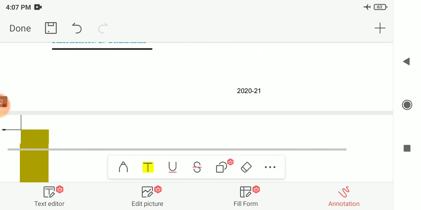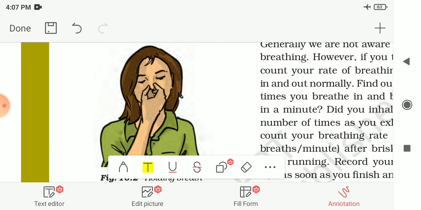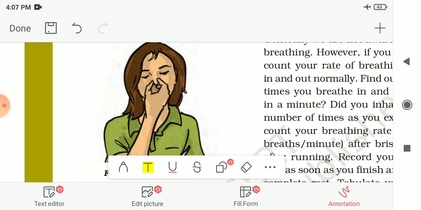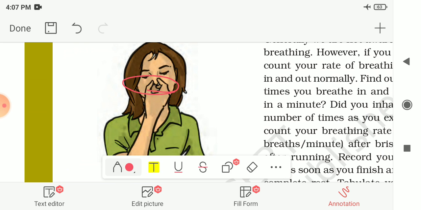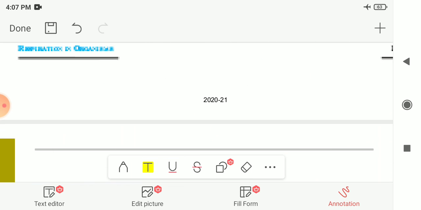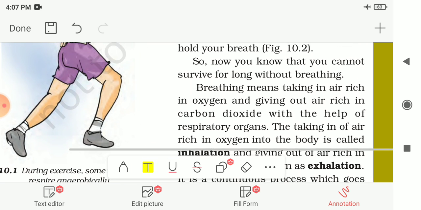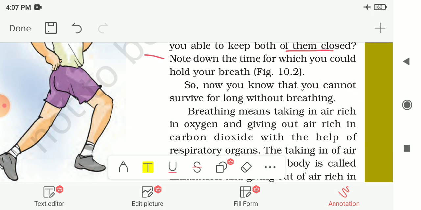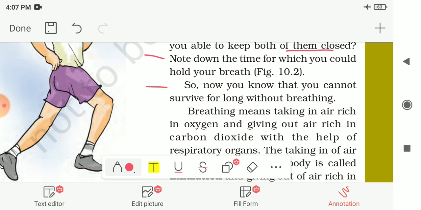Here it is given to you in the figure how you can perform this activity. You have to close your nostril and mouth as well, and you have to note down the time. After performing this activity you will be able to know that you cannot survive for long without breathing. We are not able to survive without breathing for a long time.